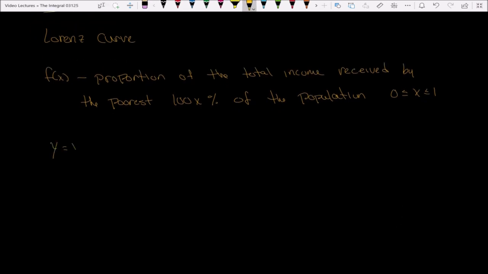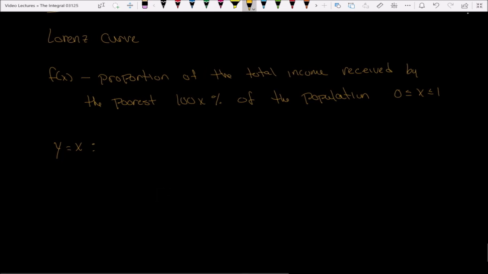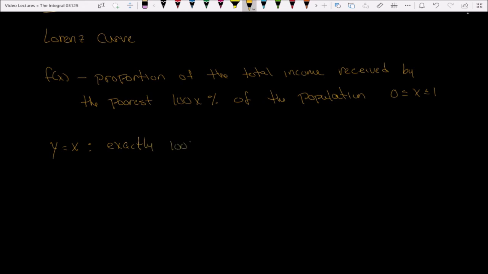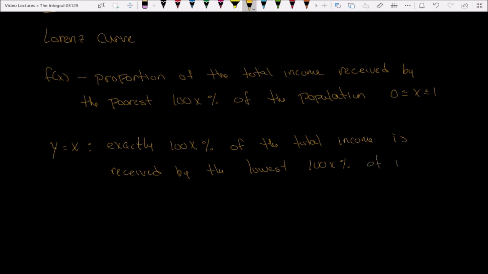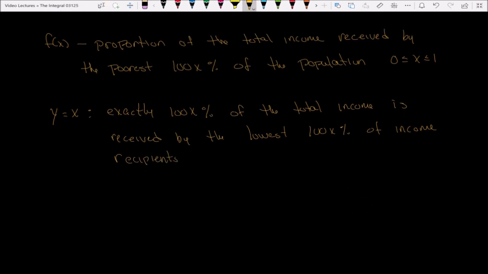If we consider y equals x, then this means that exactly 100x% of the total income is received by the lowest 100x% of income recipients. Right? Then we say that this curve represents the line of complete equality, meaning that the income is equitably distributed. Now, the closer a Lorenz curve is to this line, the more equitable the income distribution is among the recipients.